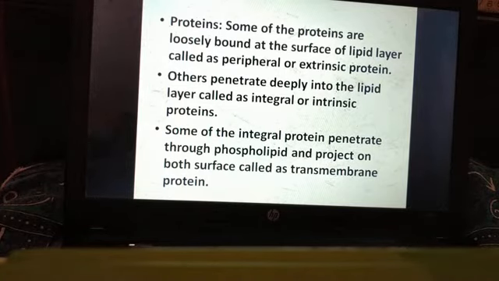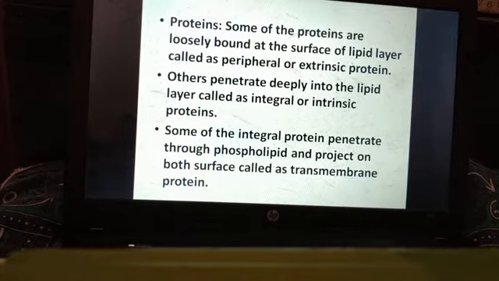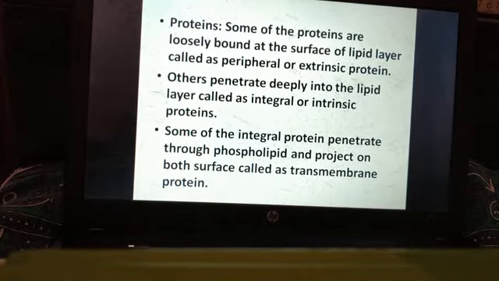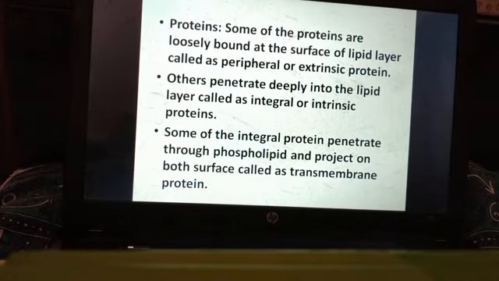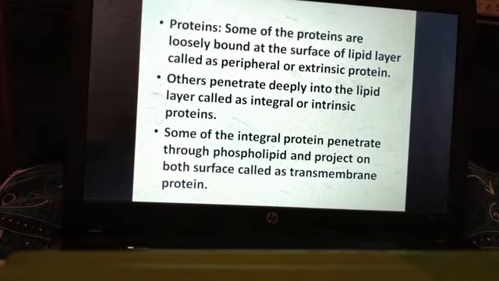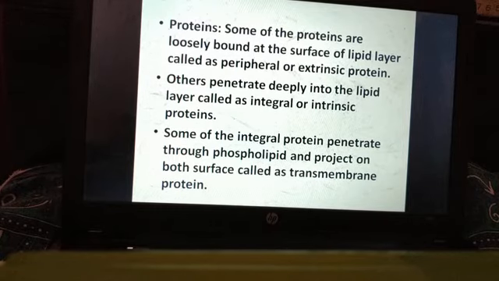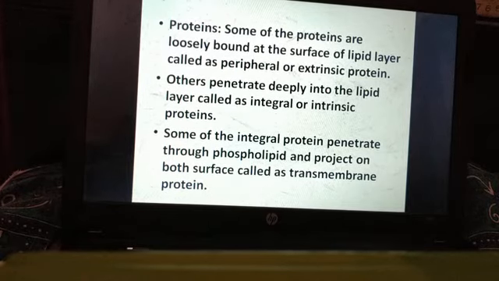So some will be present at the periphery of the layer, that is on the outside of the layer, and they are called peripheral or extrinsic proteins. And some proteins penetrate deeply into the lipid layer and are called integral or intrinsic proteins. So some will be present inside the lipid bilayer and they are called integral or intrinsic proteins.